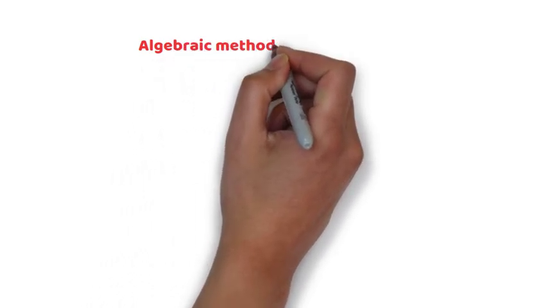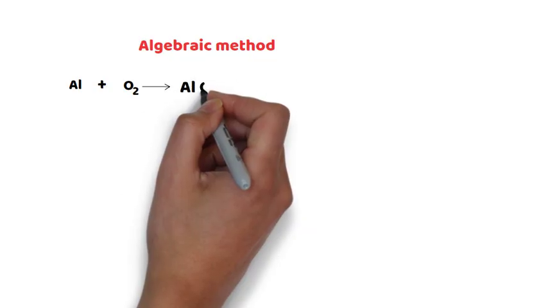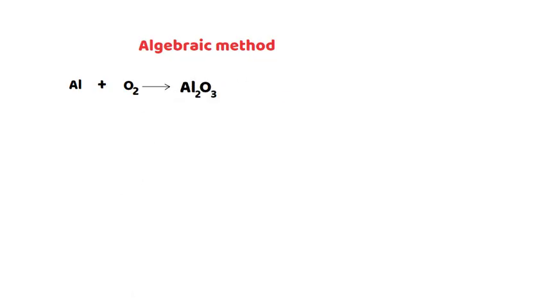Algebraic method to balance a chemical equation. Consider the following chemical equation: aluminum reacts with oxygen to form aluminum oxide. To balance this chemical equation by the algebraic method, let us assign letters for each reactant and product. First, for aluminum, A. For oxygen, let us assign B. For aluminum oxide, let us assign C.